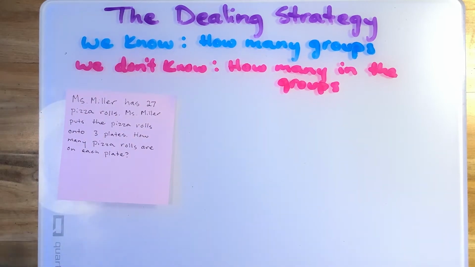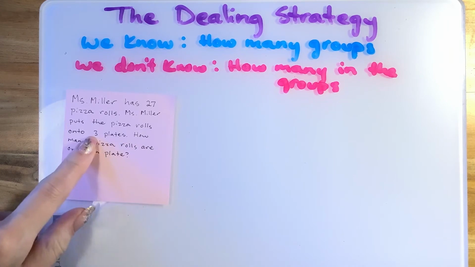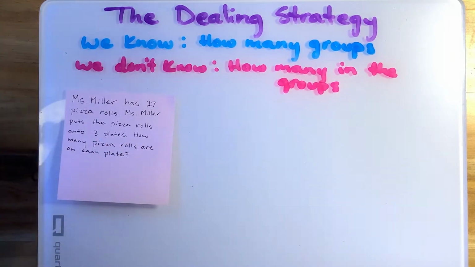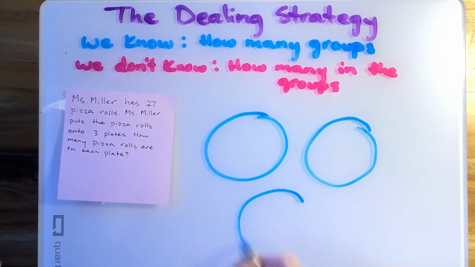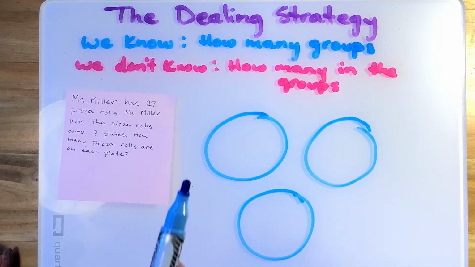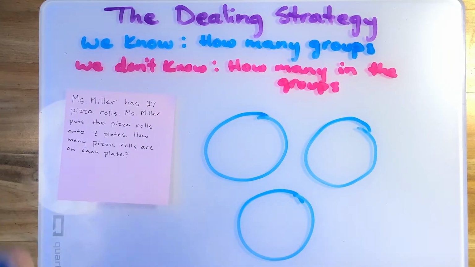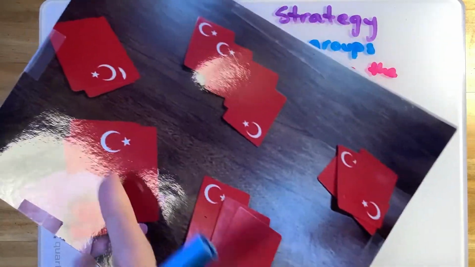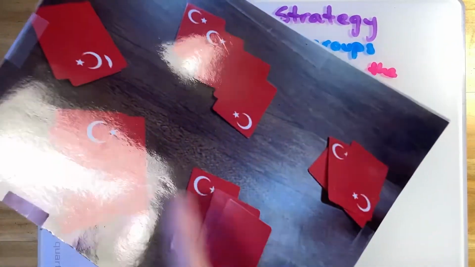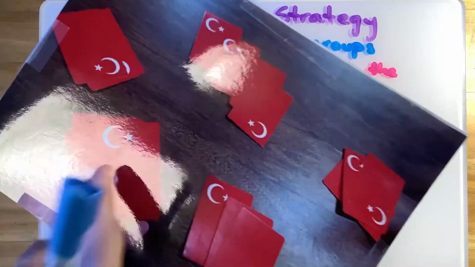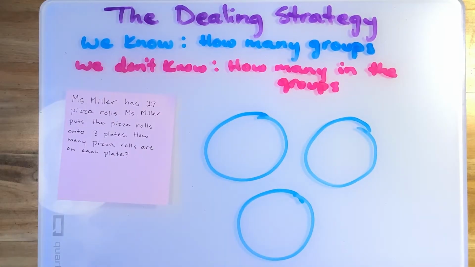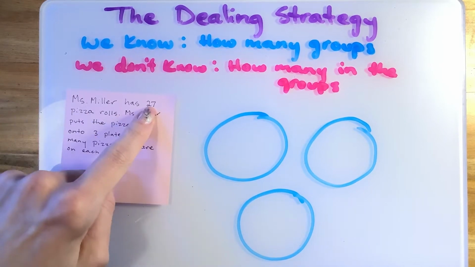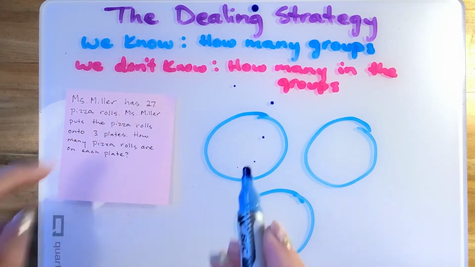So what I would do to solve using the dealing strategy is I see that I need to make 3 plates. A 1, a 2, a 3. And now I'm going to deal. So remember, just like in this picture, we're dealing 1, 1, 1, 1. Then we go back 2, 2, 2, 2 until we run out. So the number I'm trying to get to is 27. I'm going to count up to 27 as I go.